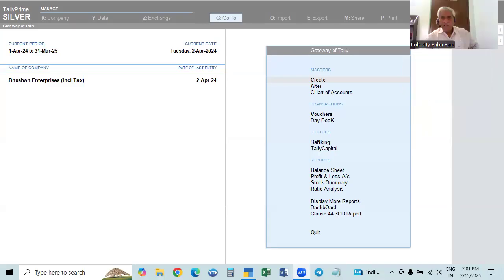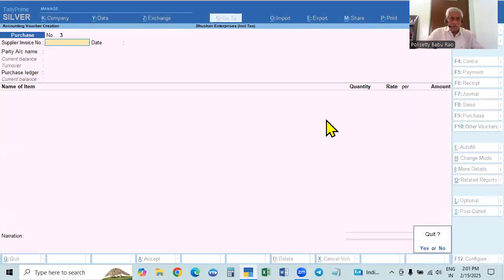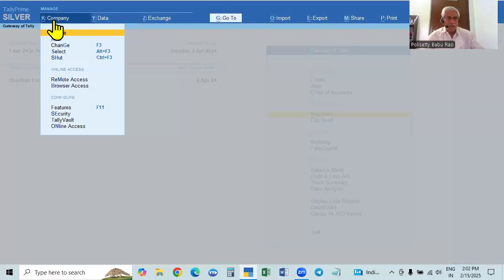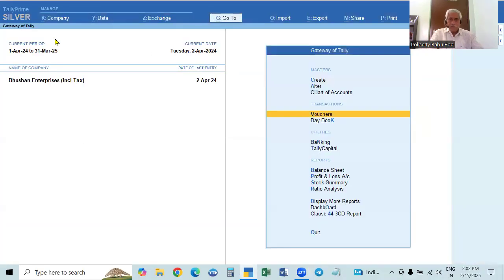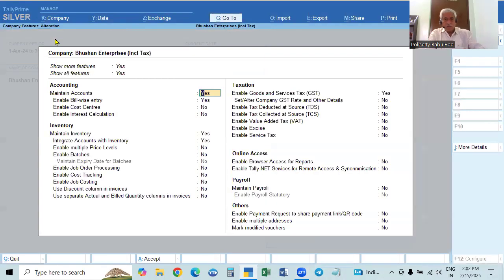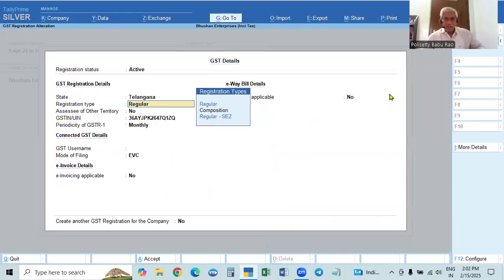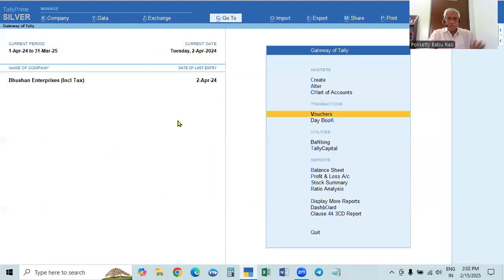That means, see, I will tell you. One company is already created. This is the company created, see the alter page. Then we go to the F11 features. Automatically it will go, otherwise we have to click. This is already created, we click F11. So all these required things: maintain accounts, bill-wise entry, because there is inventory, so bill-wise entry is compulsory. Take maintain inventory, integrate accounts with inventory, then GST, enable the GST details. Then accept. Completed.